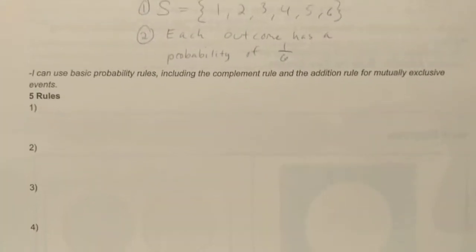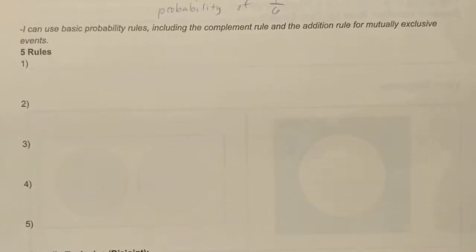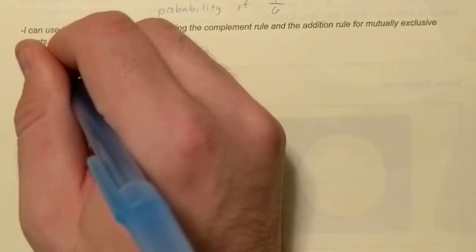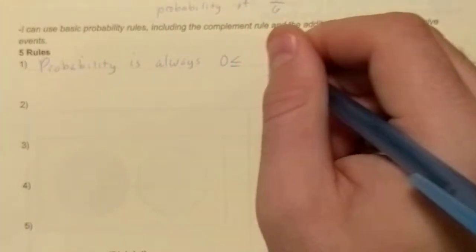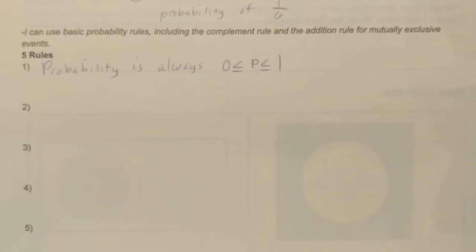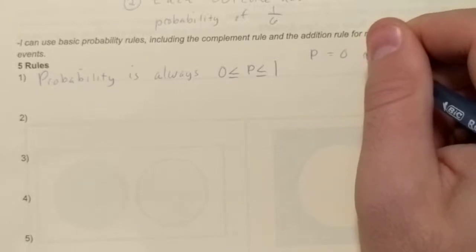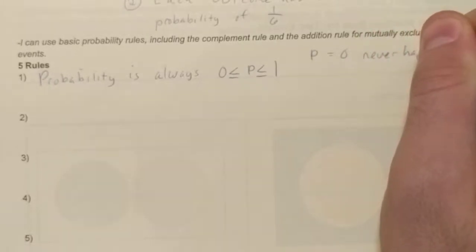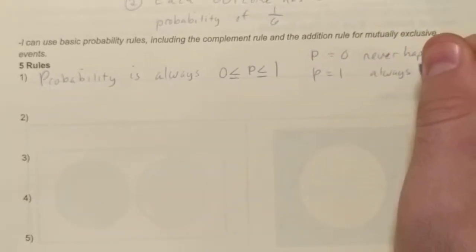All right, so probability has 5 basic rules. We're going to review those right now. First of all, probability is defined by being between 0 and 1, inclusive. So probability is always 0 less than or equal to p less than or equal to 1. It can be 0 and 1 and anything in between. It cannot be outside those parameters. If your probability is 0, that means it's never happening, or it never happens. If probability is 1, it always happens, or is guaranteed to happen.